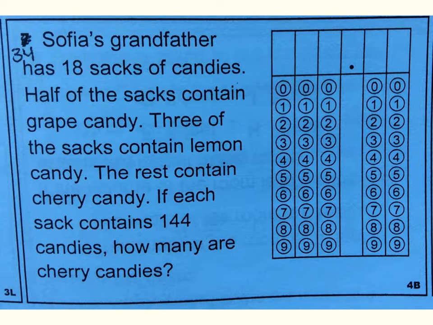Number 34. Sophia's grandfather has 18 sacks of candies. Half of the sacks contain grape candy. 3 of the sacks contain lemon candy. The rest contain cherry candy. If each sack contains 144 candies, how many are cherry candies?